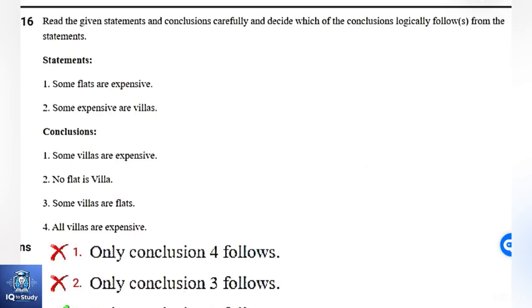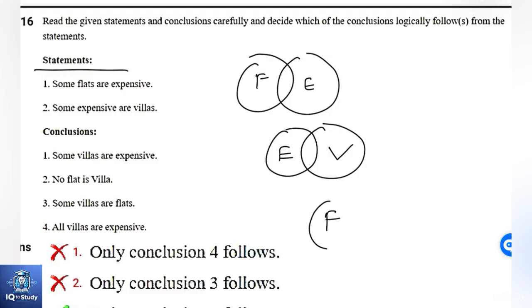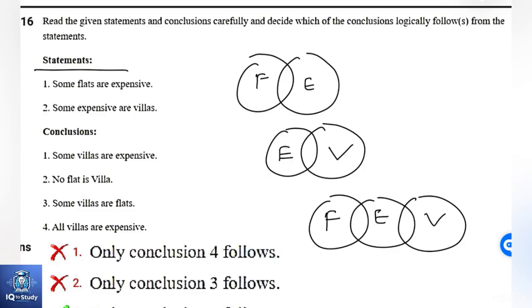Given statements are some flats are expensive and second statement is some expensive are villas. Let's combine this. Some flats are expensive and some expensive are villas. Here the conclusions are, conclusion 1 is given as some villas are expensive. Yes, it follows.